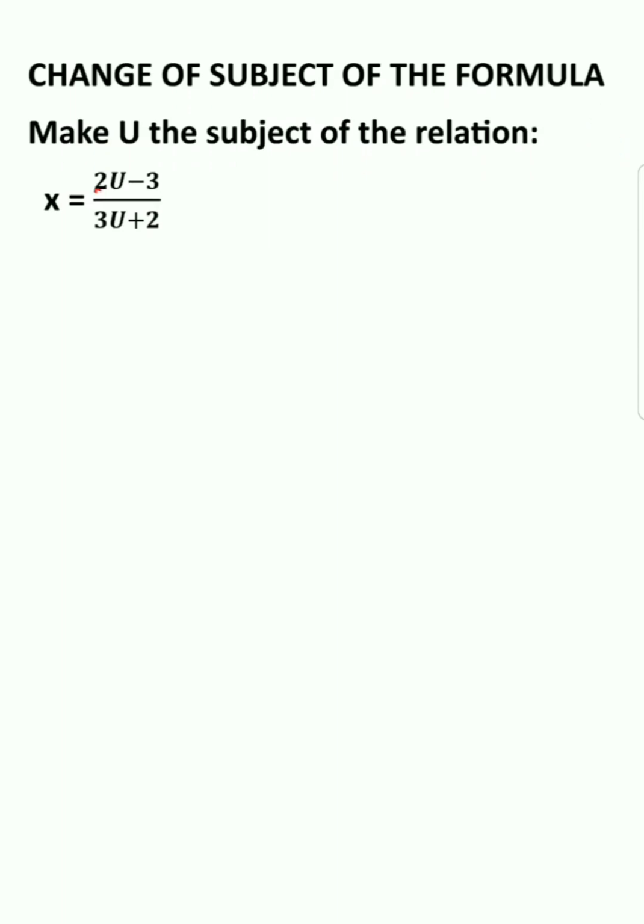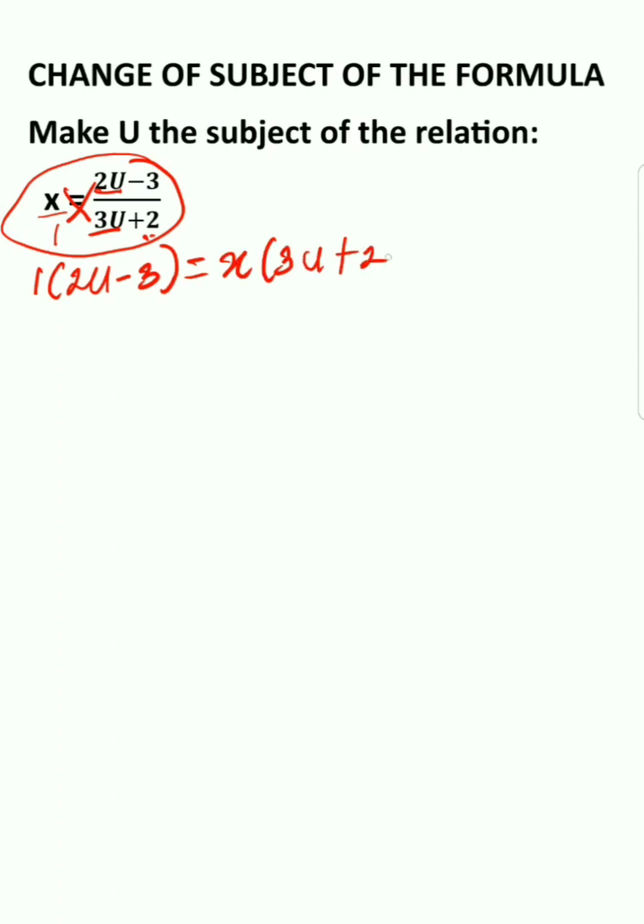This is a term in u. This is a term in u. What we have in entire here is a fraction. And so, whenever we have a fraction, the best thing to do is to clear the fraction. In this case, we have simple fractions on both sides of the equation. This is x over 1, and this is 2u minus 3 divided by 3u plus 2. And so, we can easily cross multiply here, and then when we do that, we have 1 times 2u minus 3 equals to x times 3u plus 2.